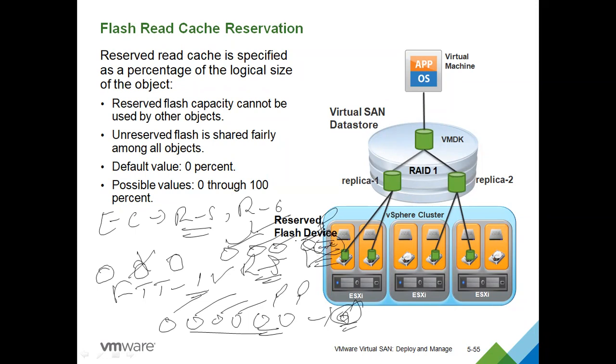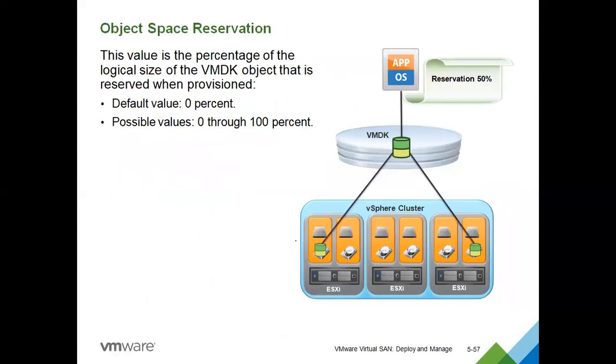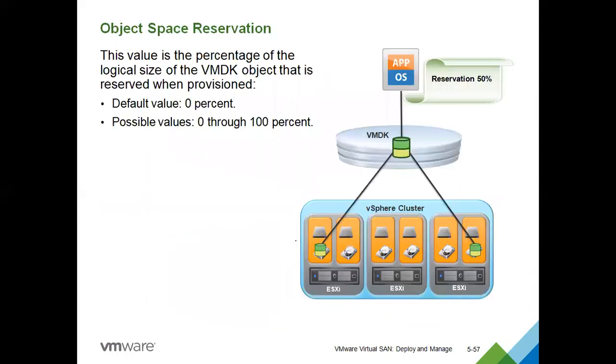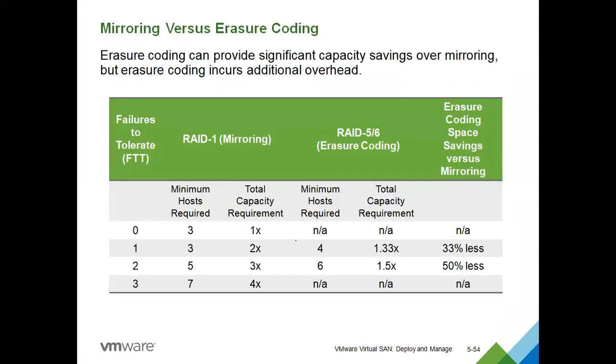So whenever we have to configure FTT2, it is better to go with erasure coding RAID 6 as compared to RAID 1, because FTT2 with RAID 1 is going to consume more storage space as compared to what we are using with RAID 6. This is just a brief comparison of how we can apply different sets of policies.